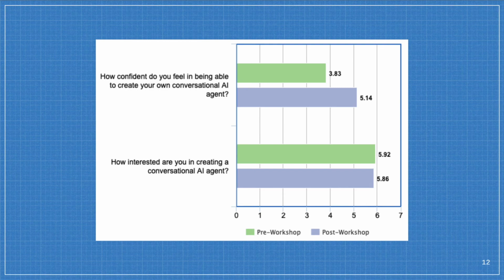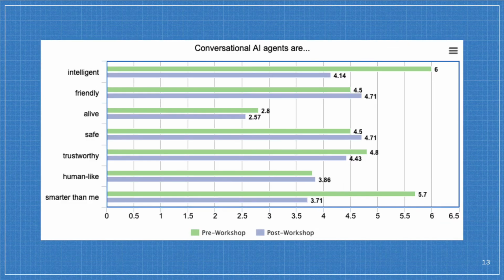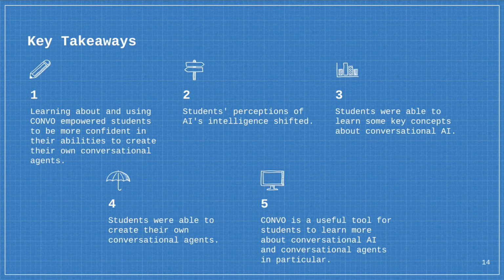We also asked students a series of persona questions that asked students to rank a series of statements about conversational AIs on a 7-point Likert scale as well. We observed large changes, however, with the statements that conversational agents are intelligent and smarter than them. We attribute this shift in sentiment to how students had learned about how much human work goes into making a conversational agent seem smart. There were 5 main key takeaways from the work done for this paper.